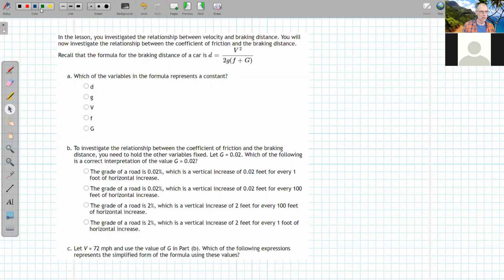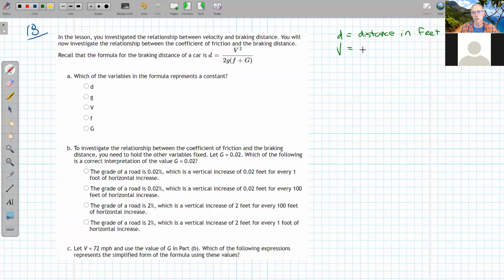So from the practice final, this is number 18, and this relates to our braking distance lesson and homework. And remember, we had this formula here. I just want to remind you about the meanings of these values. The D is the braking distance in feet. And we always need to know what the measurements of the variables involved in the formulas we use are.